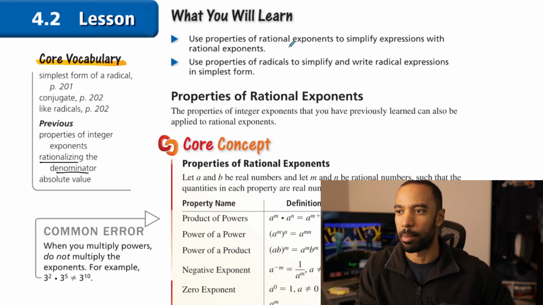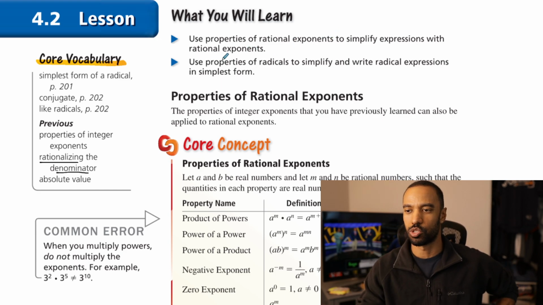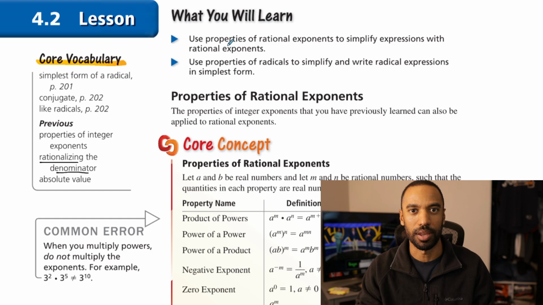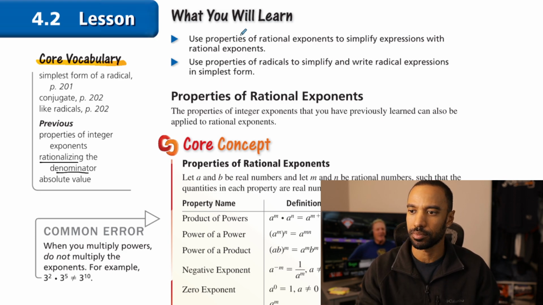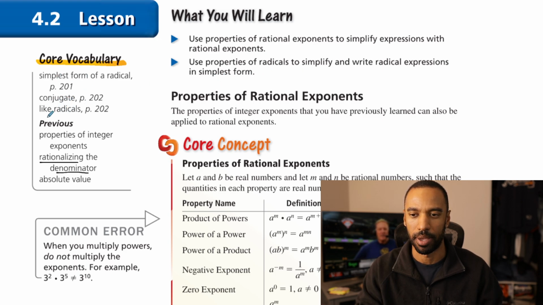You're going to learn how to use properties of rational exponents to simplify expressions with rational exponents. All right, great. The word simplify is a big umbrella term for what does it mean to simplify now? We'll talk about that. And use properties of radicals to write radical expressions in simplest form. So I was getting into that when we talk about conjugates and simplest form and combining like radicals. All that stuff really has a lot to do with that second one.